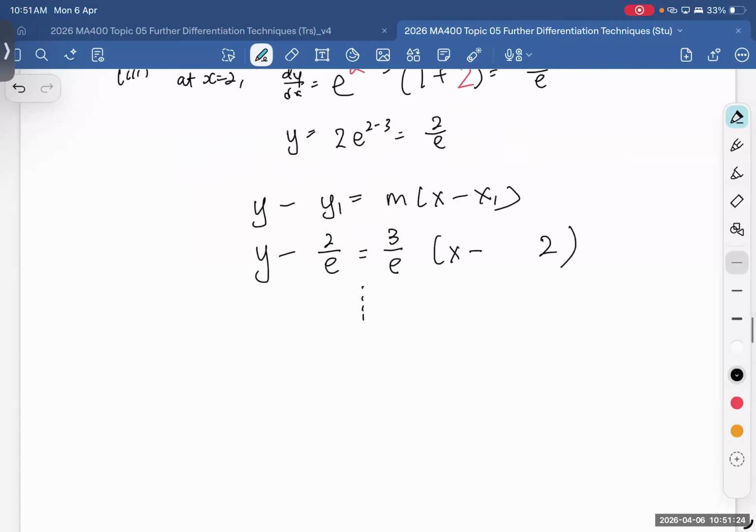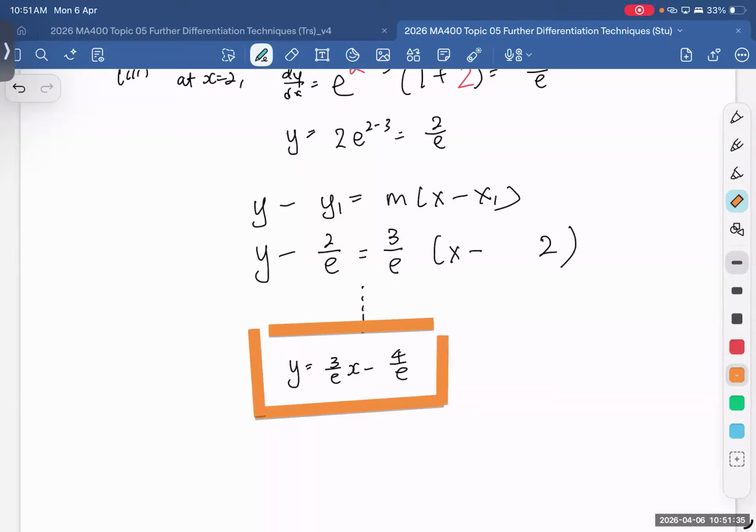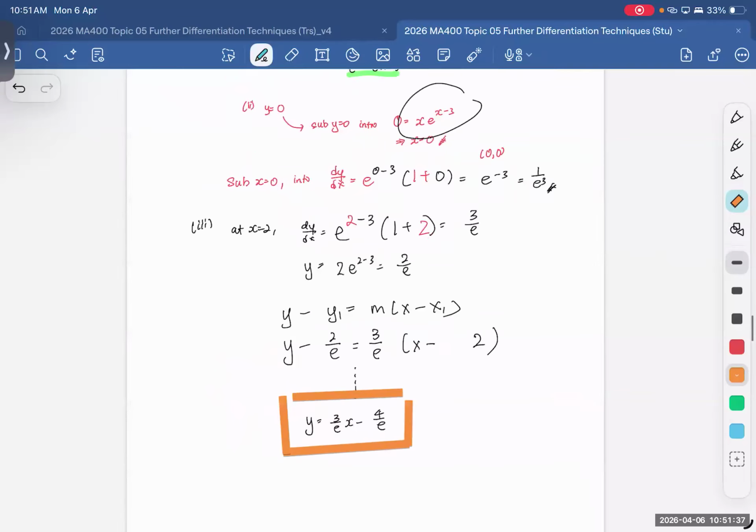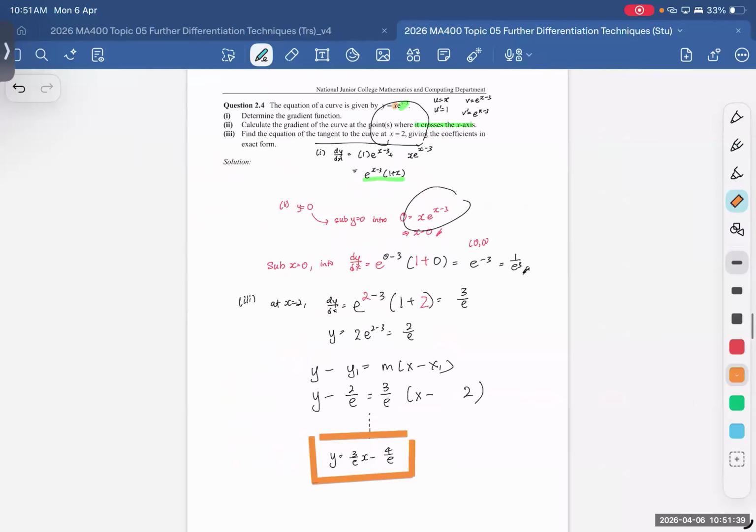Okay? Simplify this. You should be able to get y equals 3 over e times x minus 4 over e. Is that okay? This is for part 3. 2 and 3 over e. 2 and 2 over e. 2 over e. The answer is a bit short, so you can get it. Okay, that's fine. So next, anyone need to copy?